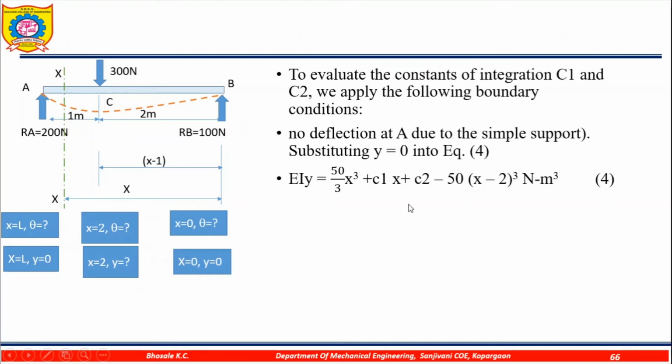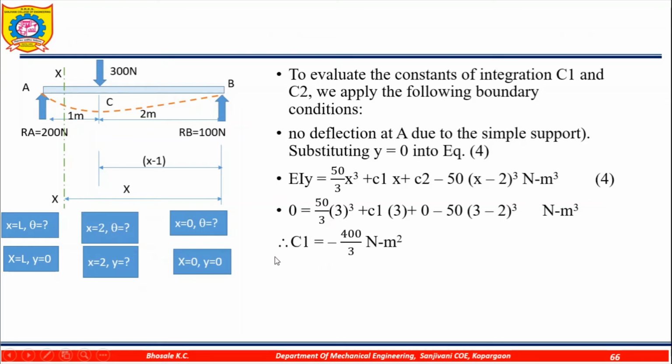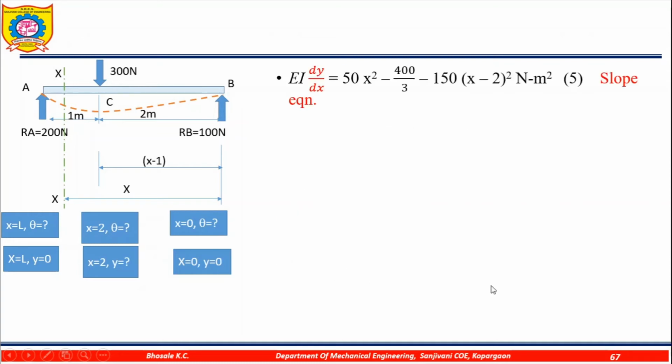No term in the bracket will become negative. So put y equal to 0 and the value of x will become 3. Put in the boundary condition, x equals 3, and find out the value of C1. C1 is minus 400 by 3. We'll replace the values of C1 and C2 and then find the slope equation.